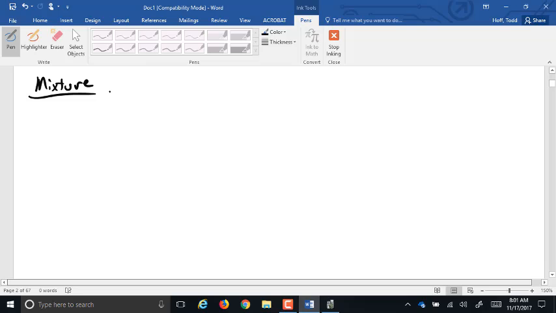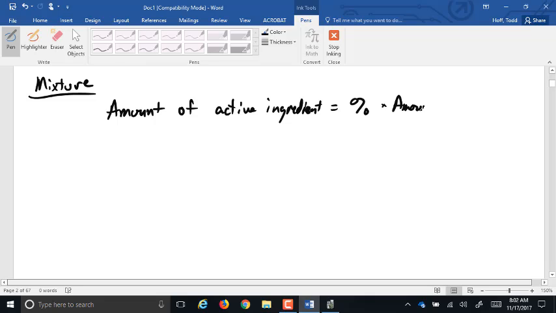In a mixture, you have a base and then you have an active ingredient. The amount of the active ingredient is equal to a concentration, which is a percent as a decimal, times the amount of the base.